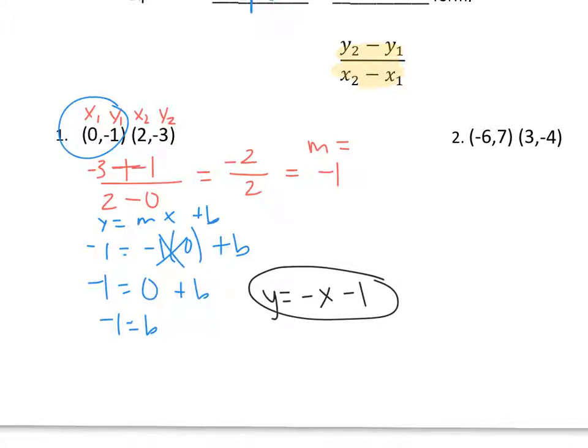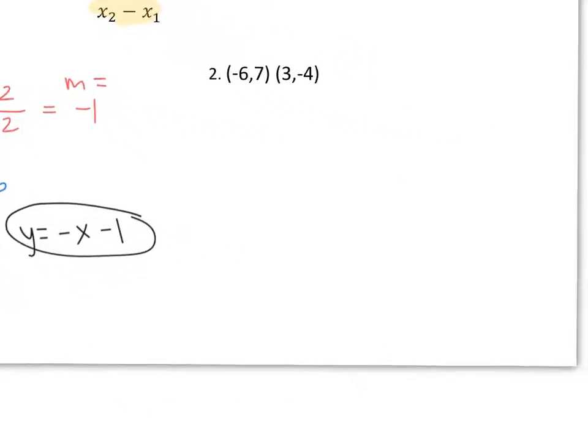Now let's take a look at this last example. So I always like to label x1, y1, x2, y2, and let's find the slope. So -4 minus 7 over 3 minus -6. That turns to a plus. -4 minus 7 is -11 over 9. So that's my slope. So I get a fraction, that's okay.